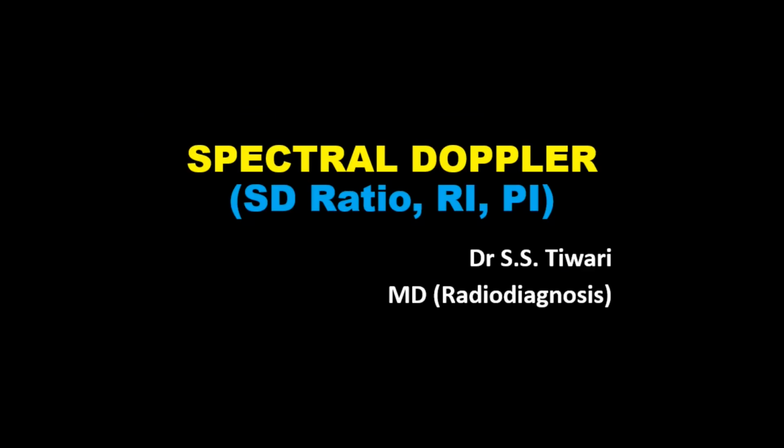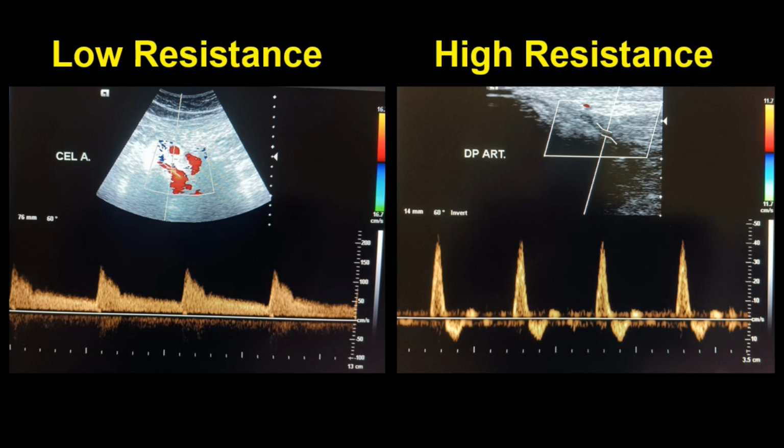Spectral Doppler, SD ratio, RI and PI. This image shows two different waveforms. On the left hand side is the low resistance flow pattern of the celiac artery, where the systolic wave is broad and there is continuous forward significant flow throughout the diastole.